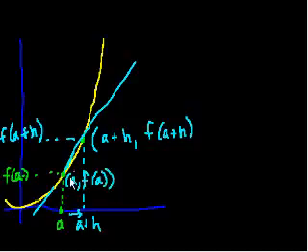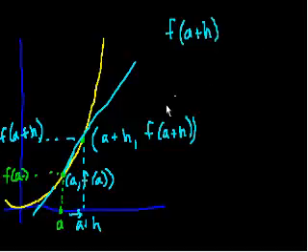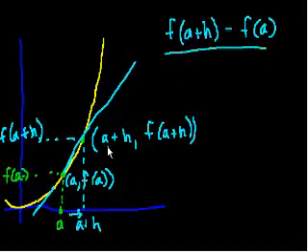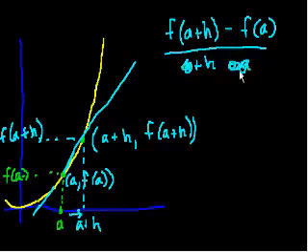So if we just use the standard slope formula like before, we would say change in y over change in x. Well, what's the change in y? It's f of a plus h, this y coordinate, minus f of a, over the change in x. That change in x is this x coordinate, a plus h, minus this x coordinate, a. And of course, this a and this a cancel out. So it's f of a plus h minus f of a, all over h.